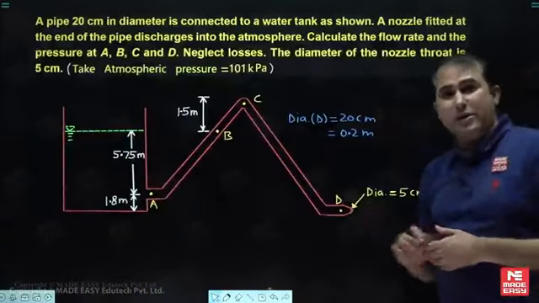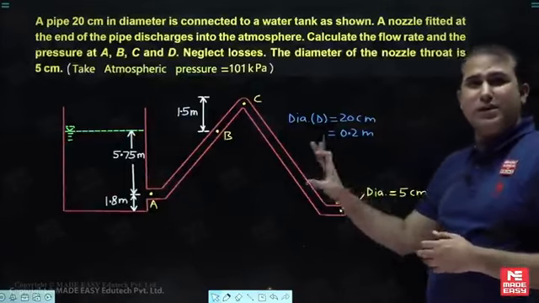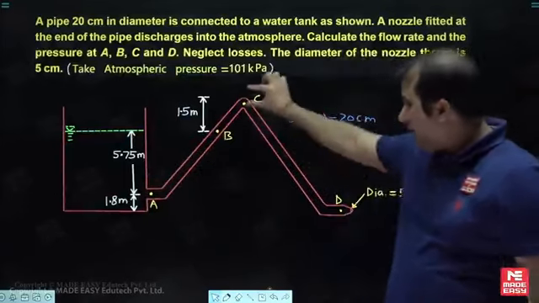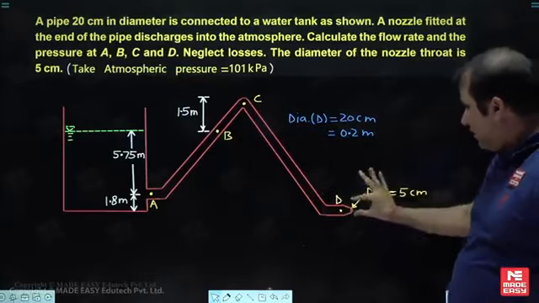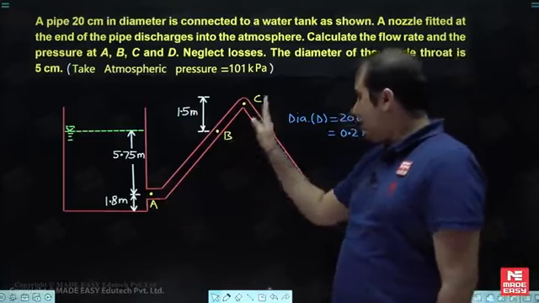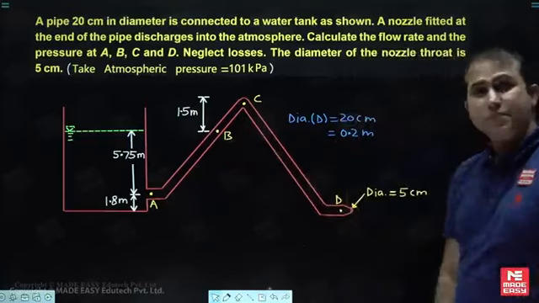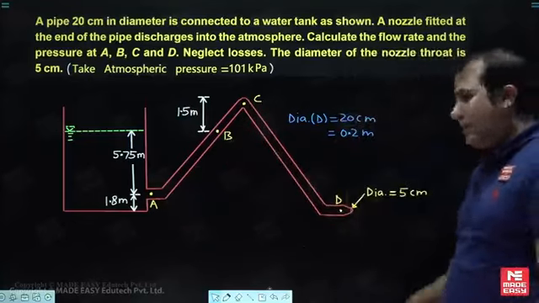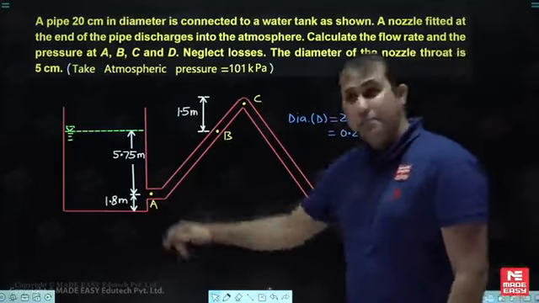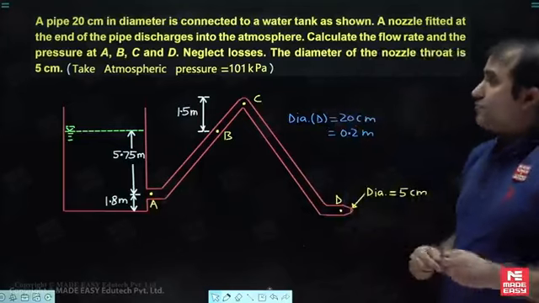So my dear, as you are looking at the figure, a lot of things are given here. This is the tank. Here we have a pipeline. Then after that we have a nozzle. This is A, this is B, this is C, this is D. As you can see, this is at the same level, this is at the same level. Okay, now take a look.